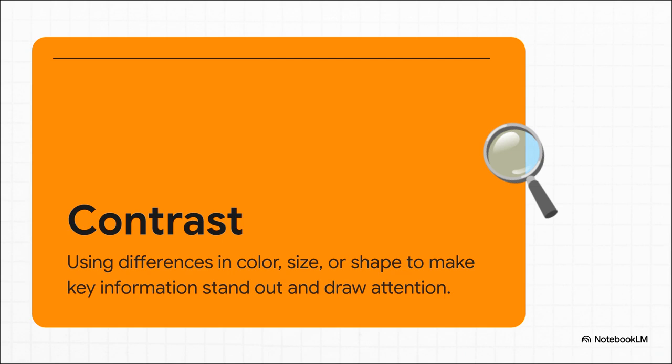Think about a huge, bold, black headline on a white page, or a bright yellow Buy Now button on a dark website. Using big differences in size, color, or shape creates a visual hierarchy. It's basically the design telling your eyes exactly what to look at first.